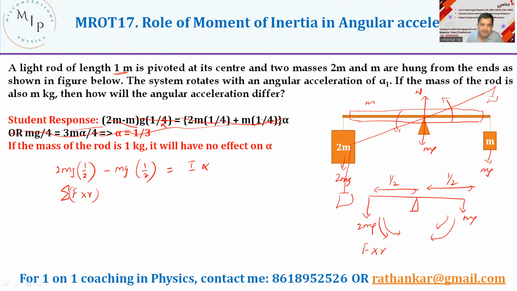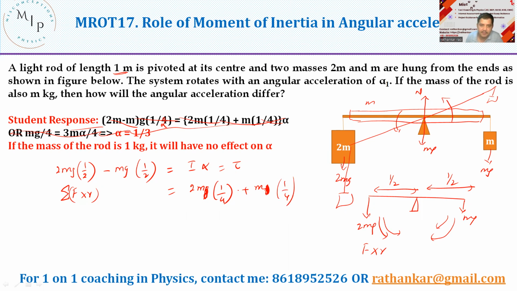Moment of inertia multiplied by alpha, angular acceleration, because this is nothing but your torque. So now what is the moment of inertia? Moment of inertia of this one will be 2m into R squared, which is 1 by 4, plus the moment of inertia of this one. Sorry, I'm making lots of mistakes. It is 2m into 1 by 4 plus m into 1 by 4.